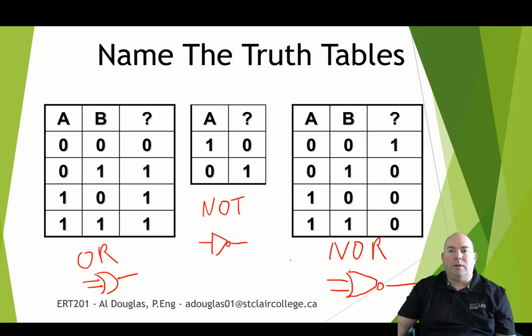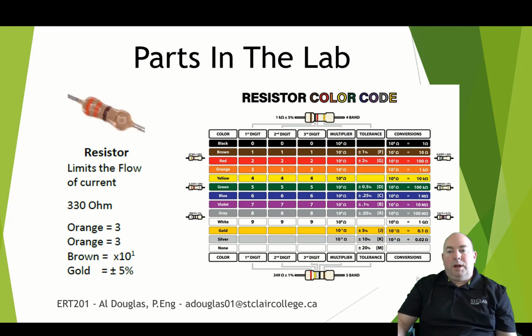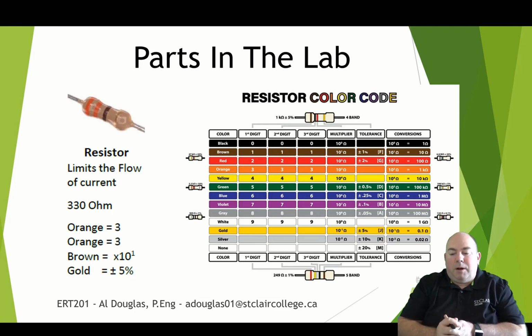That is the NOR gate. Okay, so that is identifying the truth tables for all these different gates. All right, now we're going to go through some different parts that we're going to use in our labs.